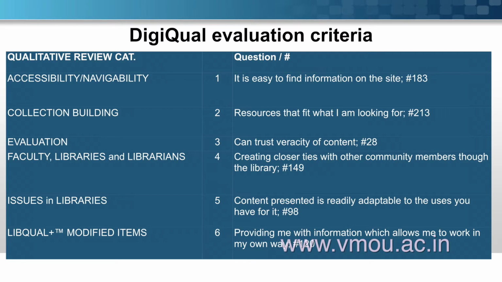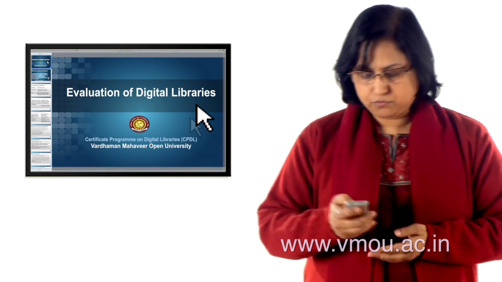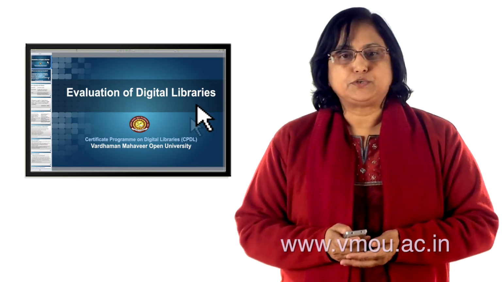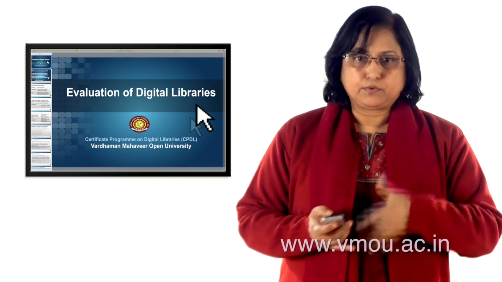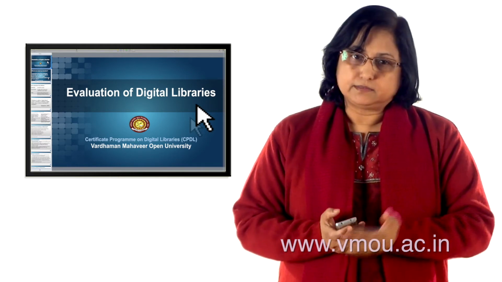So if we look at this table, it shows that the assessment is done from the accessibility point of view, collection building point of view, evaluation facility, issues in libraries. Then we talk about the library as a community, and if you see on the right hand side, the questions are also given. The role of metadata, problems that are faced, sustainability of digital libraries. So this is how the LibQUAL evaluation criteria is used.